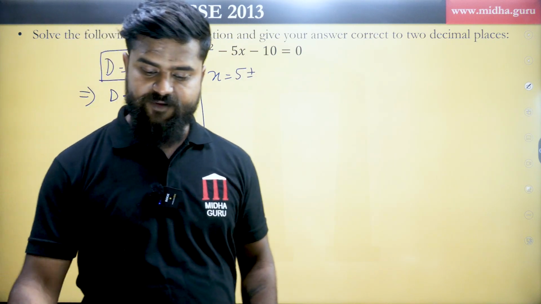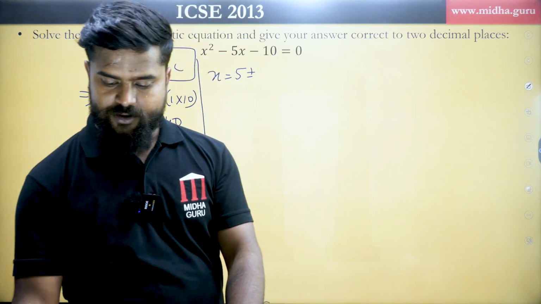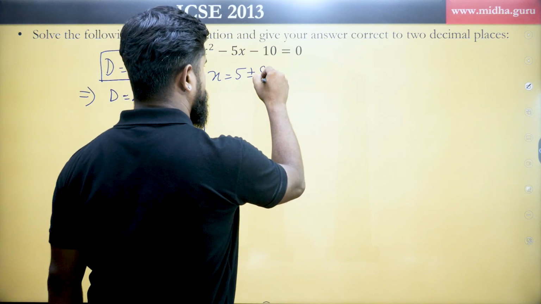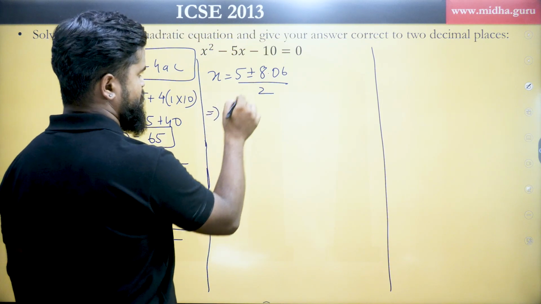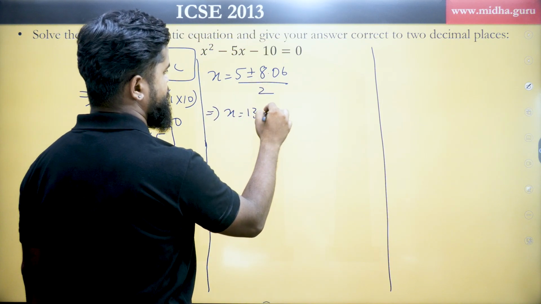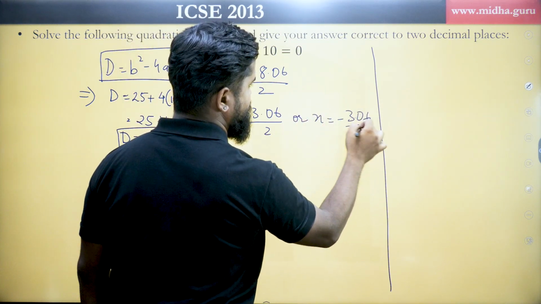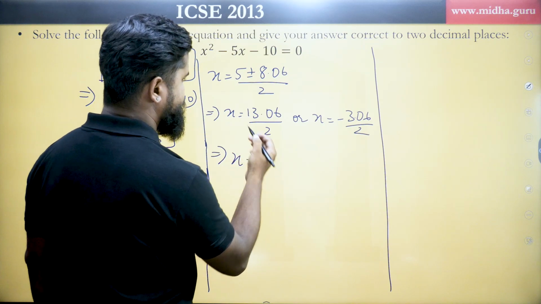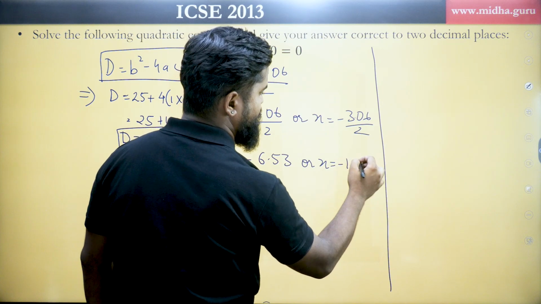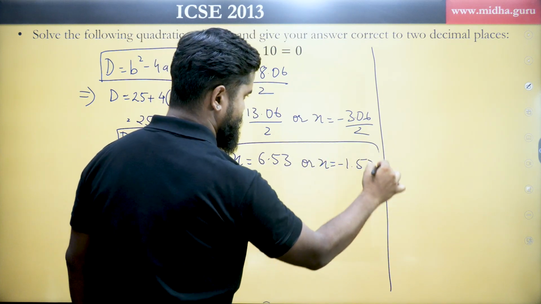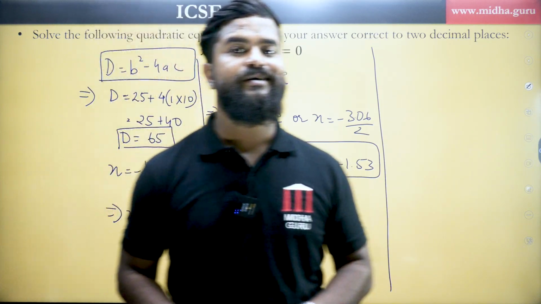Again, for the root of 65, I'll go to the square roots of 10 to 100. So the square root of 65 is 8.06 divided by 2. So when I add 5 plus 8.06, I get 13.06 by 2. And when I subtract it, I get minus 3.06 by 2. So you have x is equal to 6.53 or x is equal to minus 1.53. And these will be the solutions for the given quadratic equation.